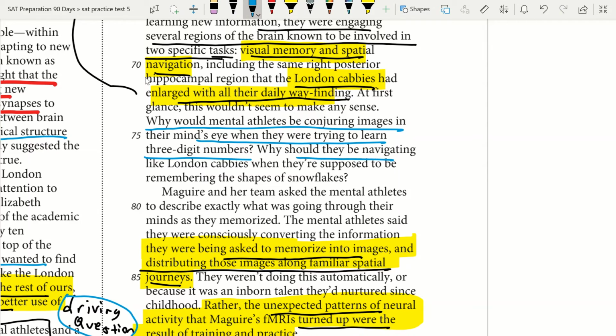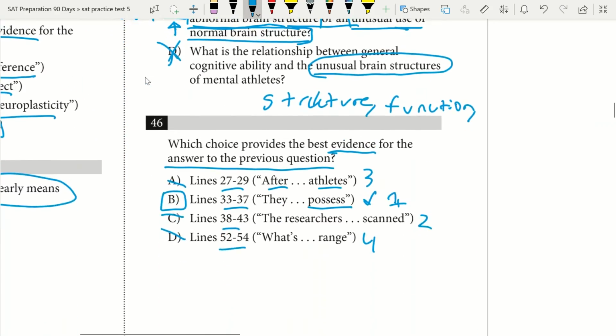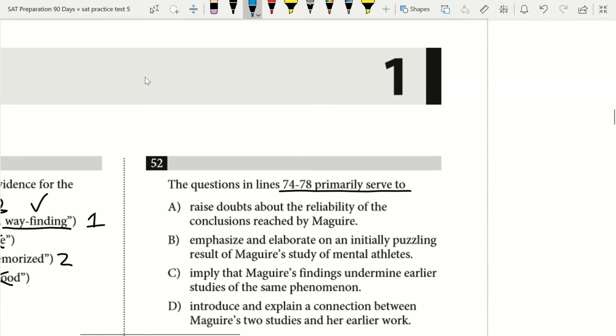Why should they be navigating like London cabbies when they're supposed to be remembering the shapes of snowflakes? So these are all showing these questions that arose as a result of this study. Okay, so these surprising and intriguing questions arose as a result of the study. So we look for an answer choice that has that.